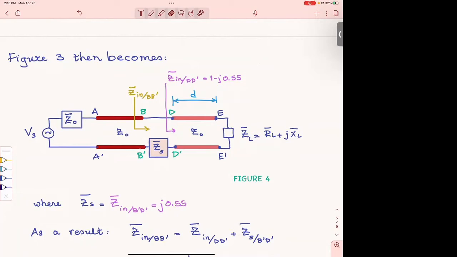Therefore, the reflection coefficient at BB prime is going to be 0, and it's going to stay 0 for the rest of the line. It does not matter how long the line AA prime, BB prime is. The reflection coefficient is going to be 0 everywhere, which means the input impedance at AA prime is going to match to the load. When it's matched, it's matched everywhere along the line. So that's how we solve this problem. Any questions?